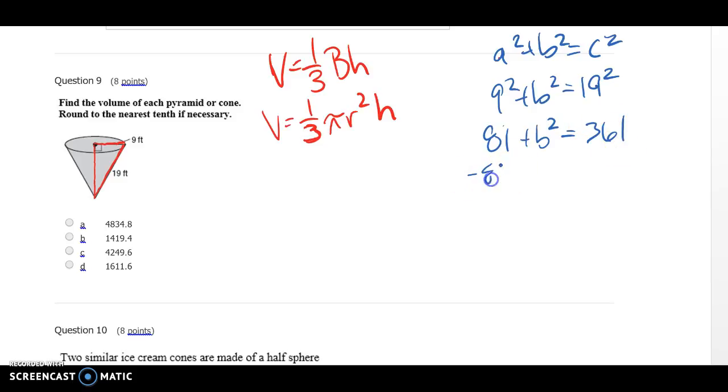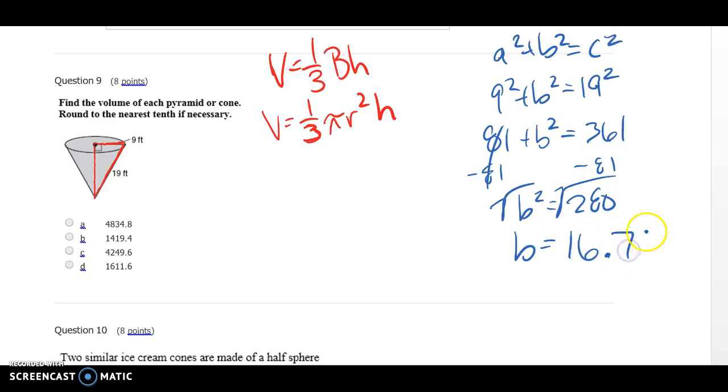Subtract that 81 from each side. Right, those will cancel. Be left with b squared equals 280. So then take the square root of each side, and we'll find b is equal to 16.73. I'll go to 16.73. Make it a little more exact. Last time I rounded didn't do good.